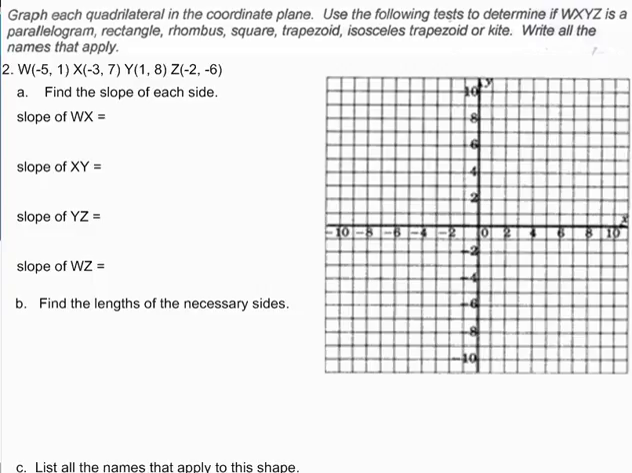All right, next one. We will first start by graphing it again. Remember I told you yesterday, make sure that you graph it properly, because if you don't graph your quadrilateral properly, you will have wrong slopes and you will have wrong lengths and your entire answer can be skewed. So make sure that you're doing this properly. So W is at -5, +1. There's W. X is at -3, +7. So -3, +7 is right here.